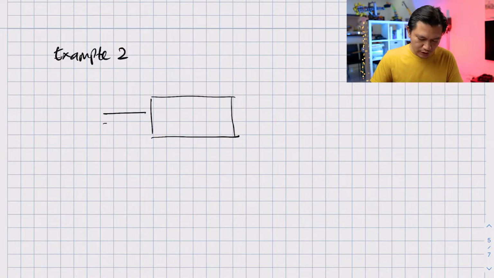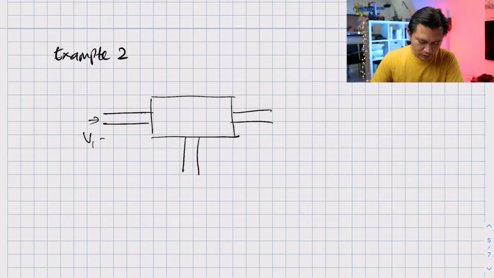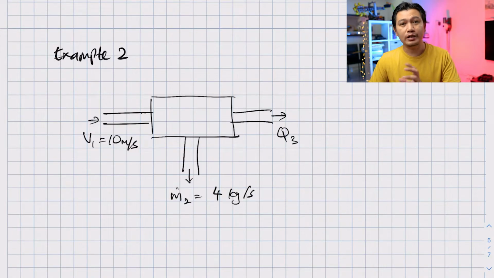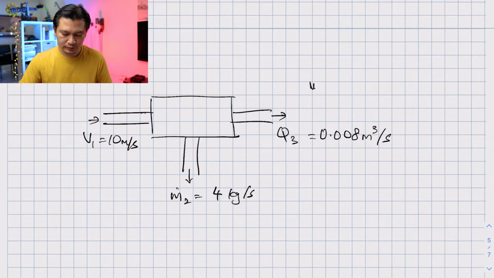This device has one inlet and two outlets. The condition given at the inlet is that V1 equals 10 meter per second. This is your exit, and it's given that m dot at point 2 equals 4 kilogram per second. And this is another exit, but this time it's given that Q3, remember Q is our volume flow rate, and volume flow rate is velocity times area, equals 0.008 meter cube per second. And the medium is water.